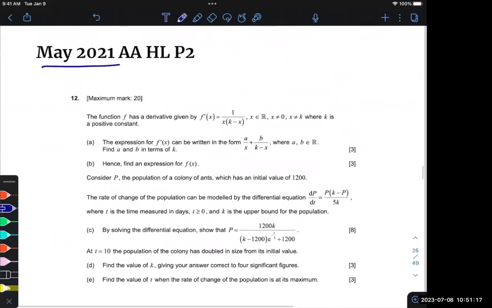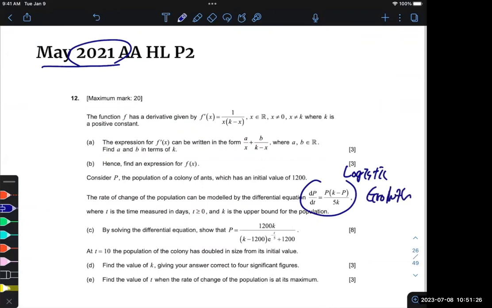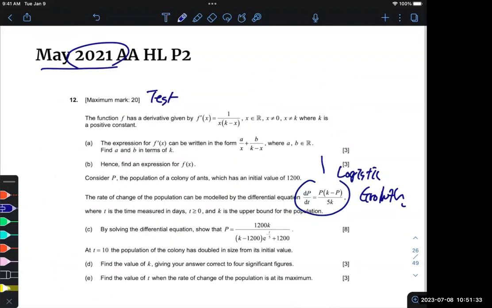Such as this, let's have a look at the May 2021 exam question, right? This is the typical logistic growth. Check this out. If you look at the question, is it interested in how you have come up with this differential equation? Please type yes or no. Exactly. They're not interested in how you came up with this equation. They just give you the equation. They expect you to solve it under time pressure. That's the test format.